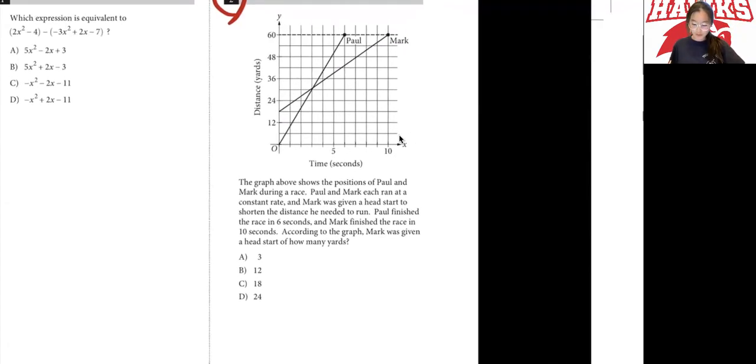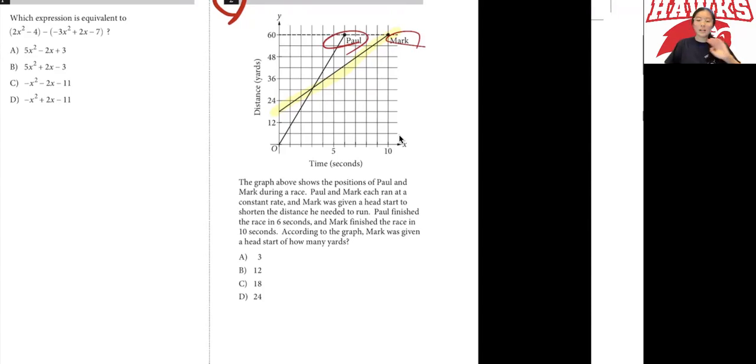The graph above shows the positions of Paul and Mark during a race. So we see Paul and Mark. Paul and Mark each ran at a constant rate, and Mark was given a head start to shorten the distance he needed to run. So Mark is right here. Okay. Paul finished the race in 6 seconds and Mark finished the race in 10 seconds.